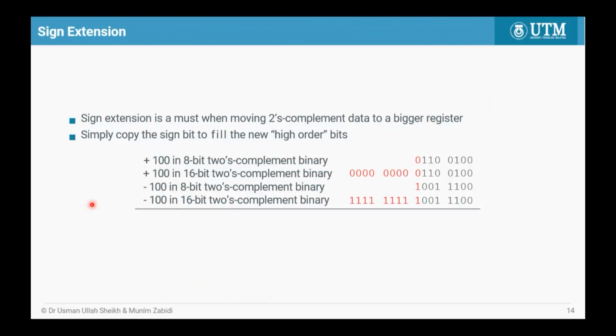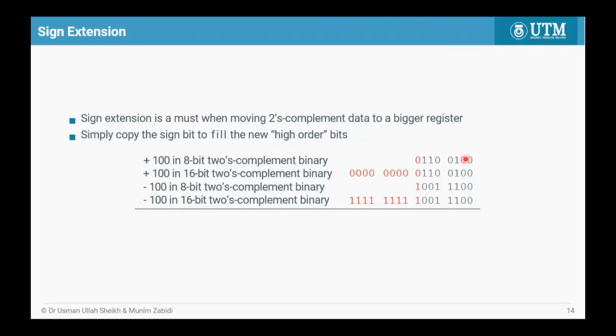For example, 100 in 8 bits. If this is positive 100, let's say this is a signed number. Since it is positive 100, this is the value of positive 100 in 8 bits. If you want to copy this number here to 16 bits, the computer will copy this sign bit and extend it to these bits here. So it becomes 0000 0000 0110 0100.